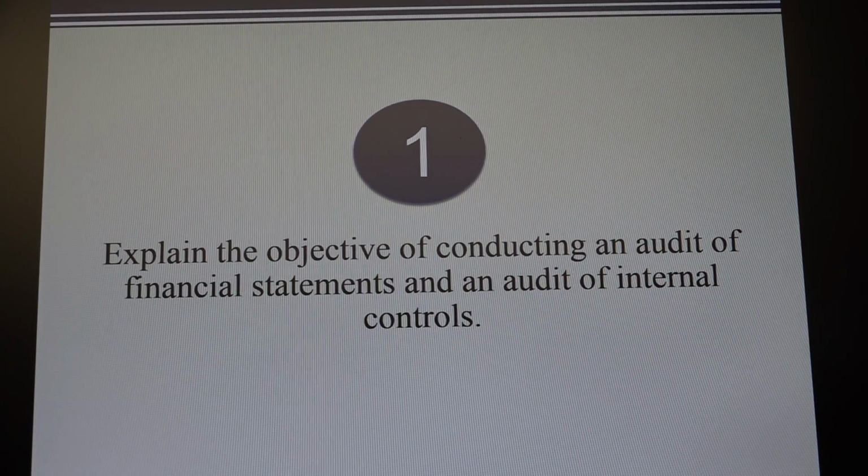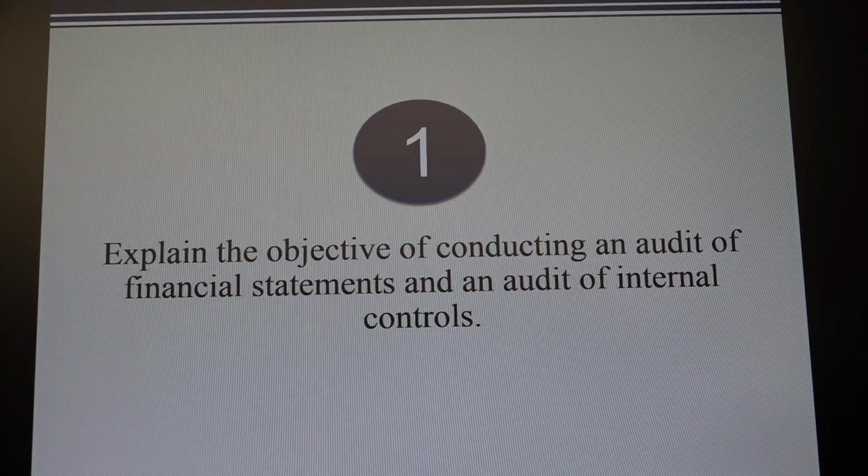So first thing we'll talk about is explaining the objective of conducting an audit of financial statements, and for public companies also the audit of internal controls. If you recall, in a previous chapter, PCAOB indicates that you must, in your audit of financial statements, at the same time conduct an audit of internal controls. The purpose of both audits is for the CPA firm to render an opinion on the financial statements as well as the adequacy of internal controls.